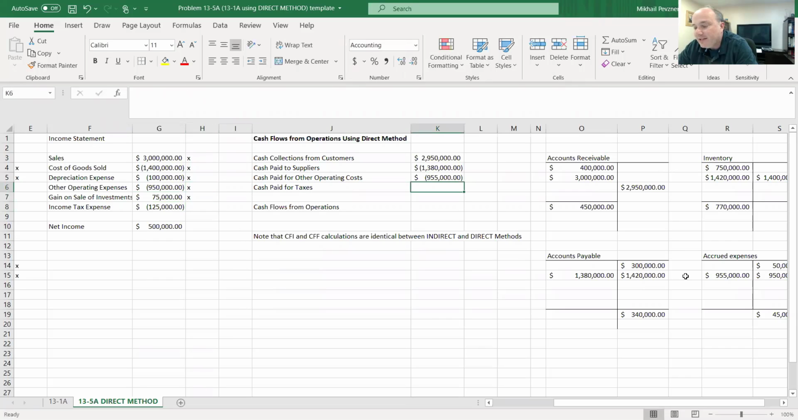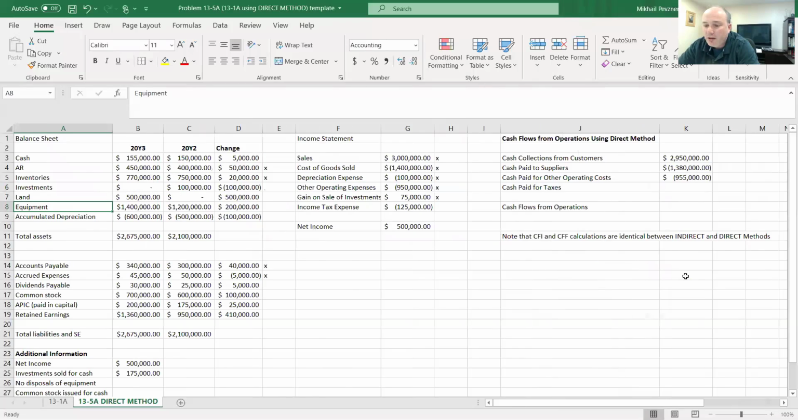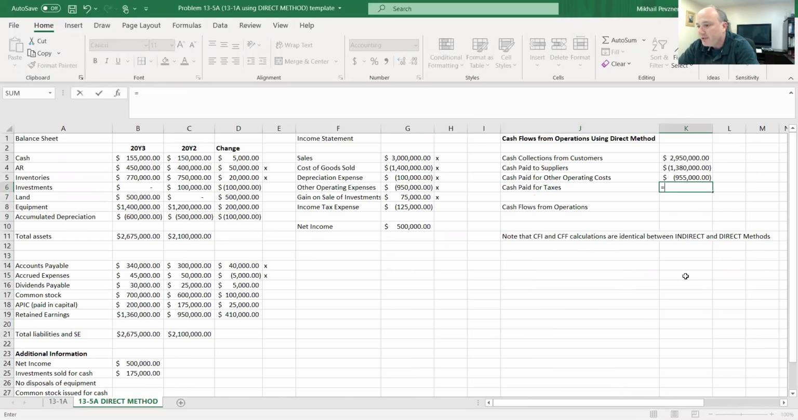Right? So finally, the last line item is, in fact, cash paid for taxes, because we have income tax expense here. Now, we don't have an income tax payable account, so we can assume, because there is no income tax payable as a liability, that all of that was paid in cash. So we can simply add that 145,000, right? And that should give me my CFO, which is 490,000.